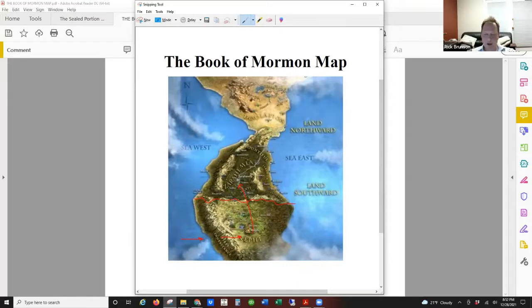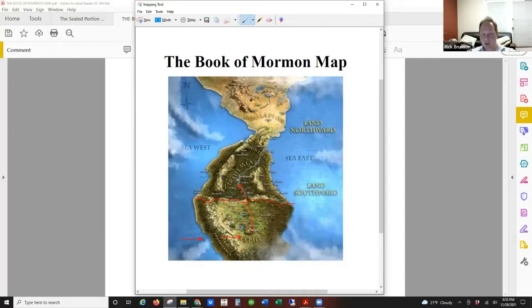I believe that to be mountainous area, rough terrain. A lot of people got lost when they tried to cross this area, so it's pretty difficult to navigate. The River Sidon started in this area, and we know rivers start up high in mountains. So this is probably a mountainous area that separated the land of the Lamanites from the Nephites.